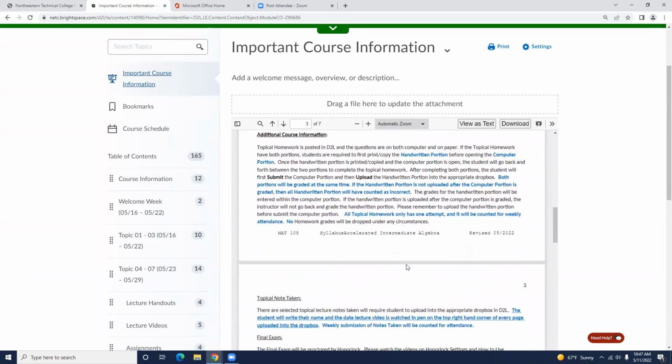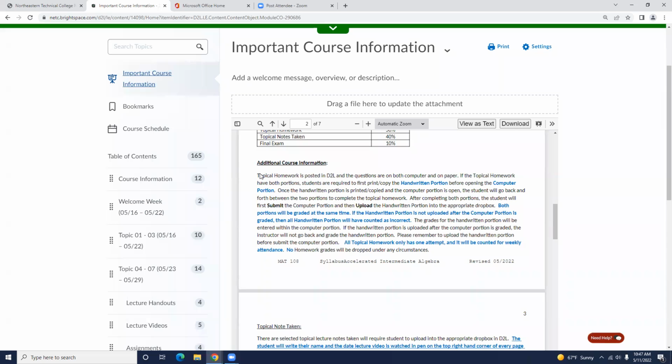All right, so let's take a look at your additional information. All the homework is posted in D2L and the questions are on both computer and on paper, which is the handwritten portion. If the homework has both portions, you're required to first print or copy the handwritten portion before opening the computer portion, because you don't want to open the computer portion and then realize that there's a handwritten portion. Then you've got to back out. Once the handwritten portion is printed or copied and the computer portion is open, then you will go back and forth between the 2 portions and complete that homework assignment. After completing both portions, you will first submit the computer portion. Then you need to upload the handwritten portion right away into the Dropbox.